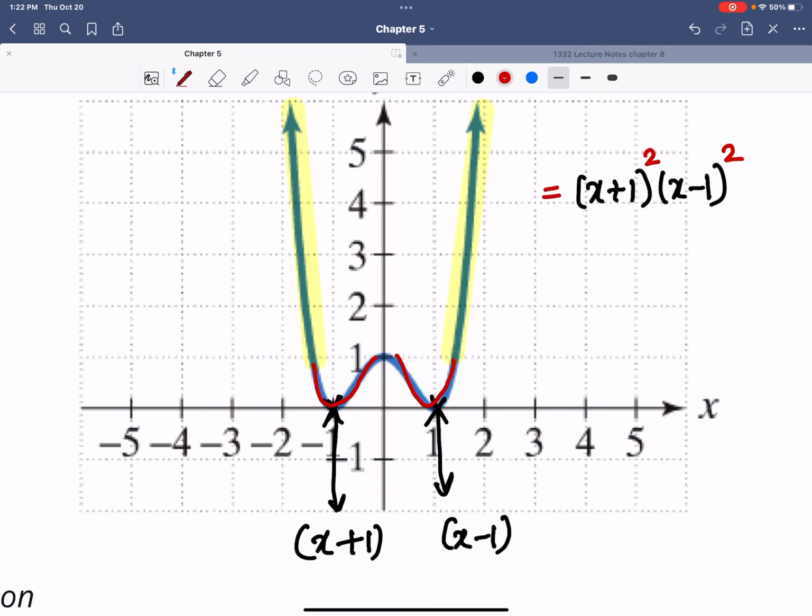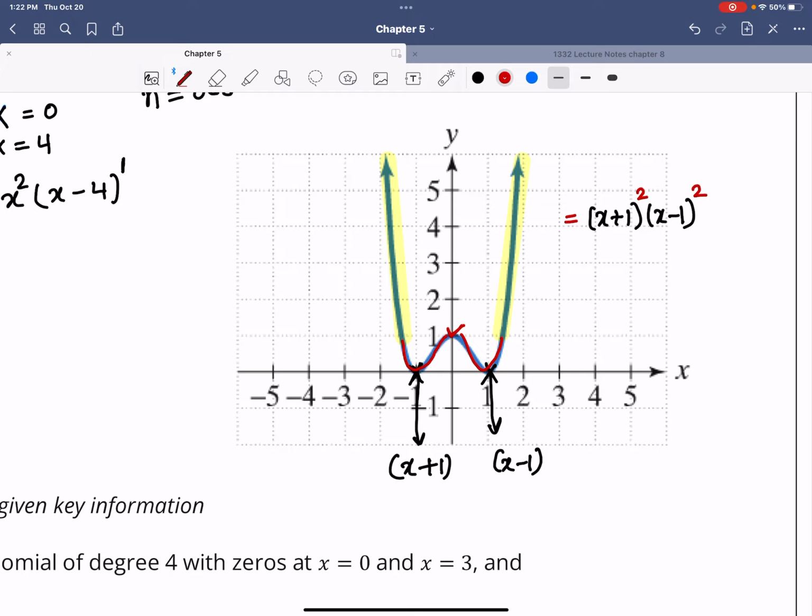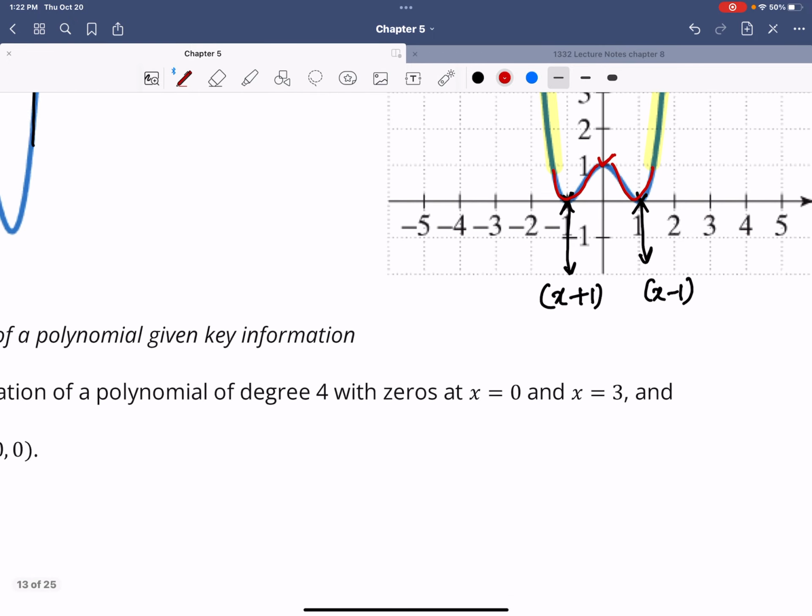And that's it. As you can see, if you add them, the power is even. They're bouncing off. It's perfect. Your y-intercept also matches, because when I plug in x as 0, 1 squared times 1 squared is 1. Again, I want you to pause if you're having any questions, and then go back to do the problems in your homework.